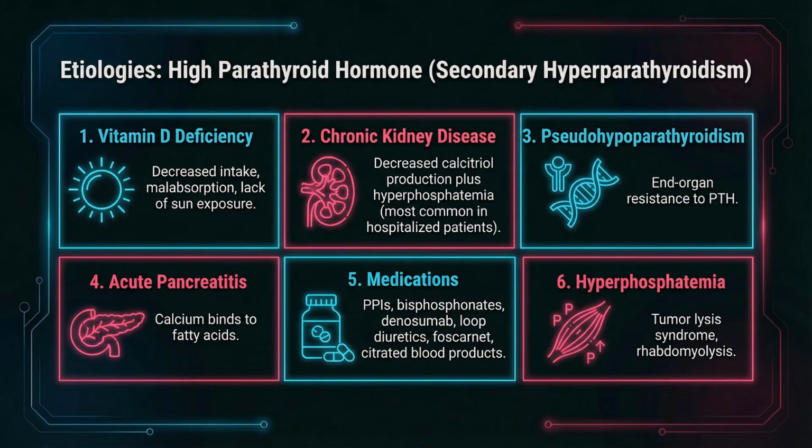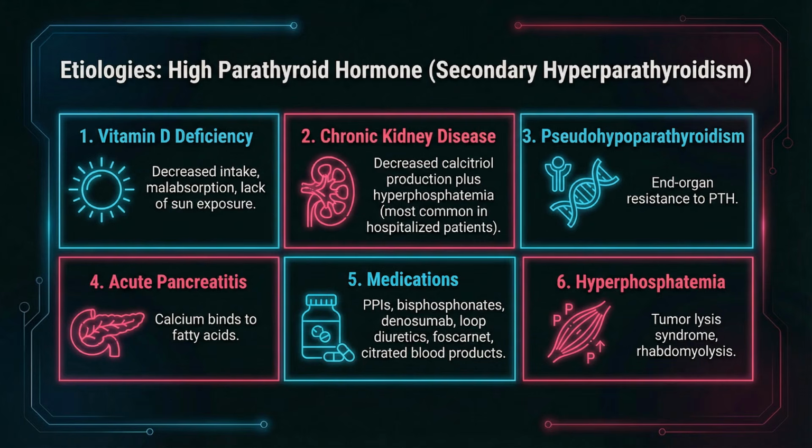Now let us look at causes where parathyroid hormone is appropriately elevated. Vitamin D deficiency is common due to decreased intake, malabsorption, or lack of sun exposure. Chronic kidney disease is the most common cause in hospitalized patients due to decreased calcitriol and hyperphosphatemia. Pseudohypoparathyroidism is end organ resistance to parathyroid hormone.